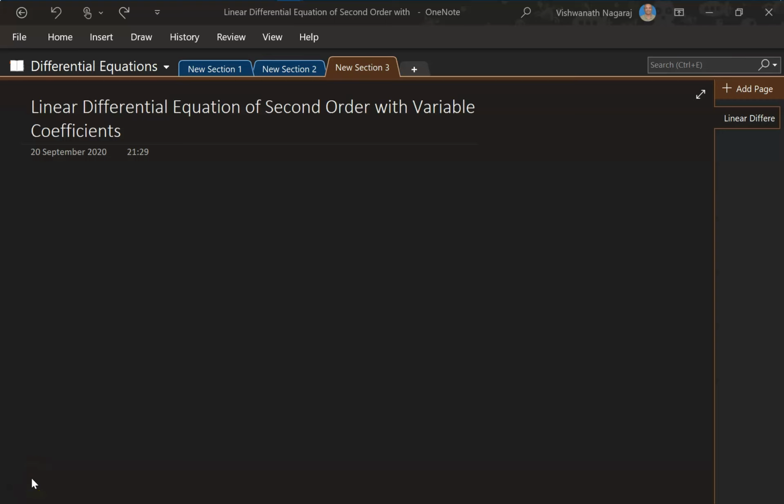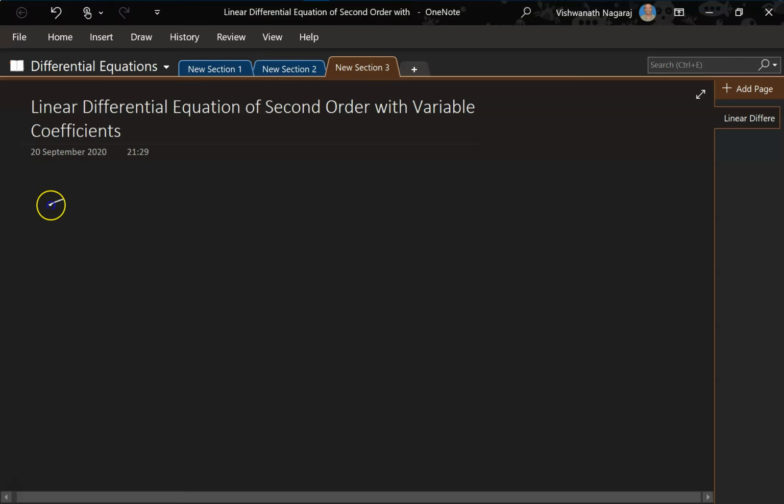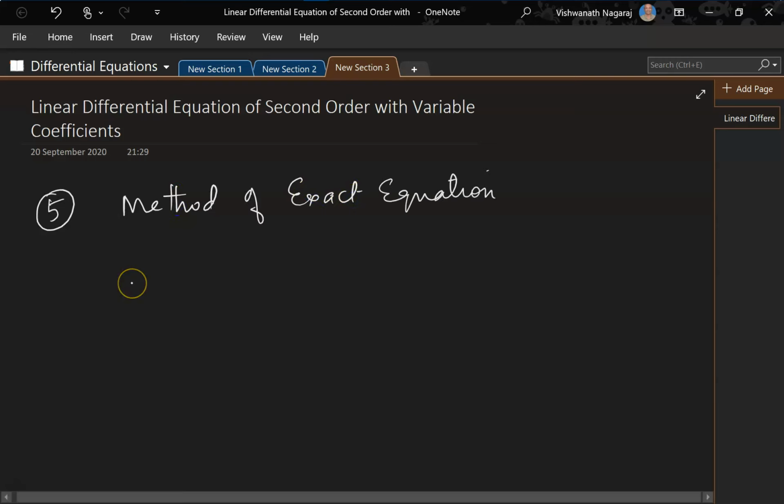Again, let's look at the next method of solving linear differential equations of second order with variable coefficients. This method is called the method of exact equation, or it is also called the method of first integral. Let's see what this actually means.